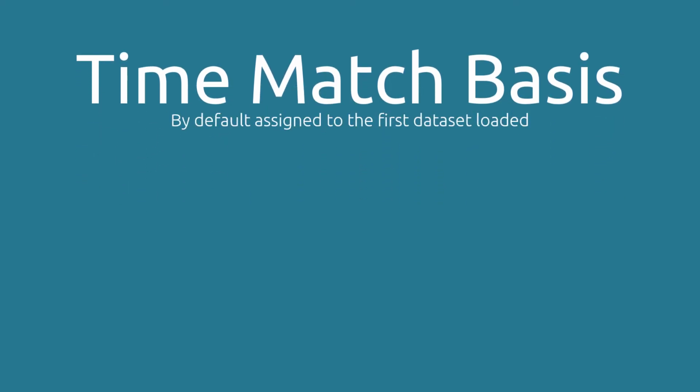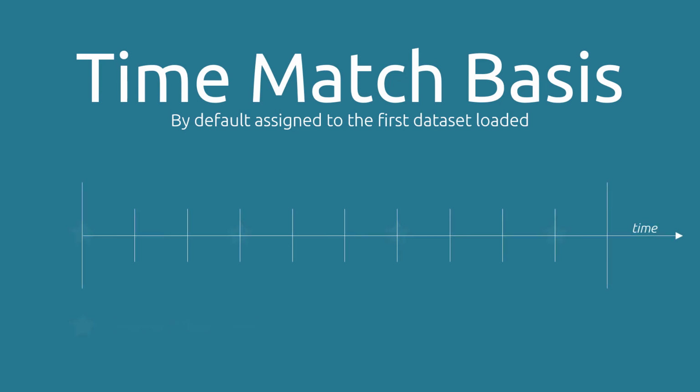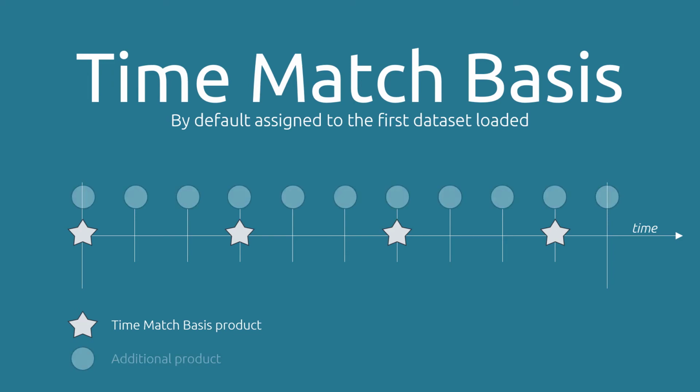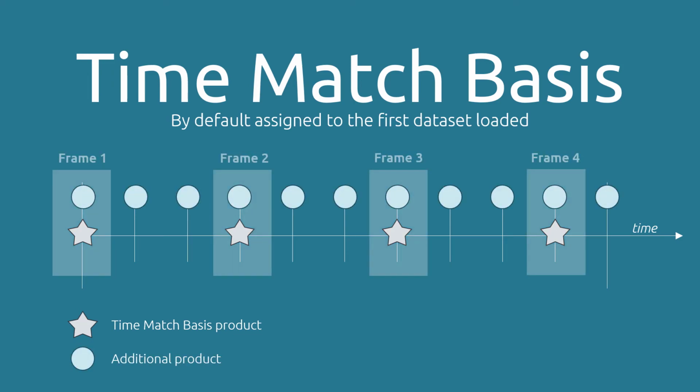CAVE uses a feature called the time match basis, assigned to one of the datasets in the editor. By default, the first dataset you load into an editor will be assigned the time match basis. This means that subsequently loaded datasets will only display frames with times closest to the time match basis dataset.